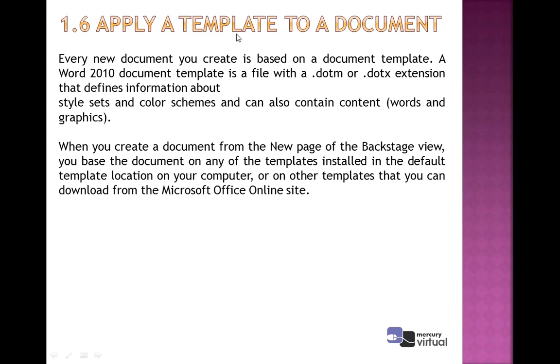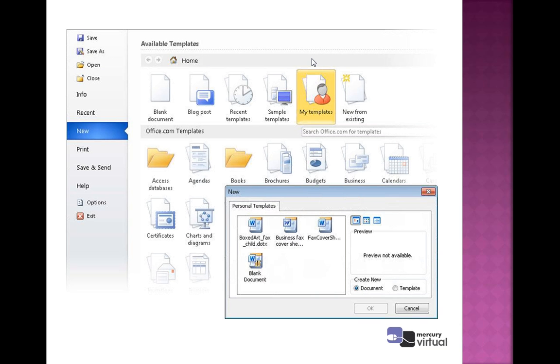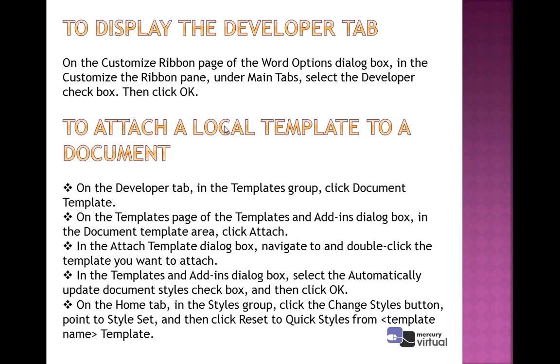Then the last topic is how to apply a template to a document, meaning how to use a template within MS Word. You can either create the document, you can either use the document, or you can search for a template from Office.com, like this one. My Templates are the predefined or existing templates that are available in the system, in Word 2010.